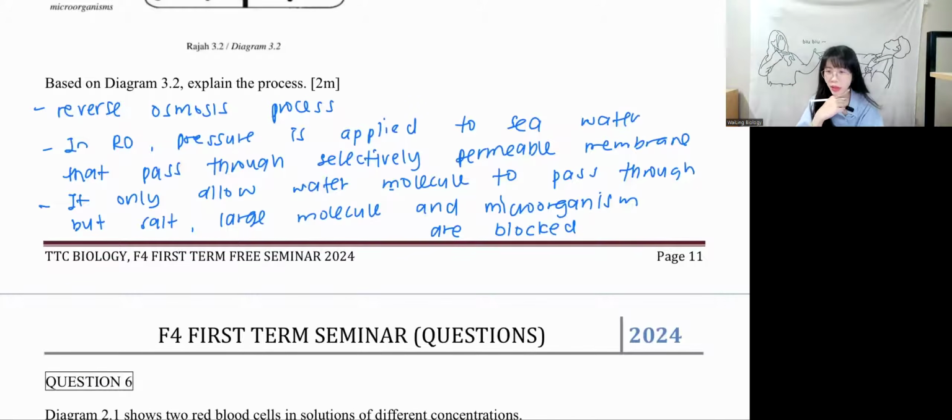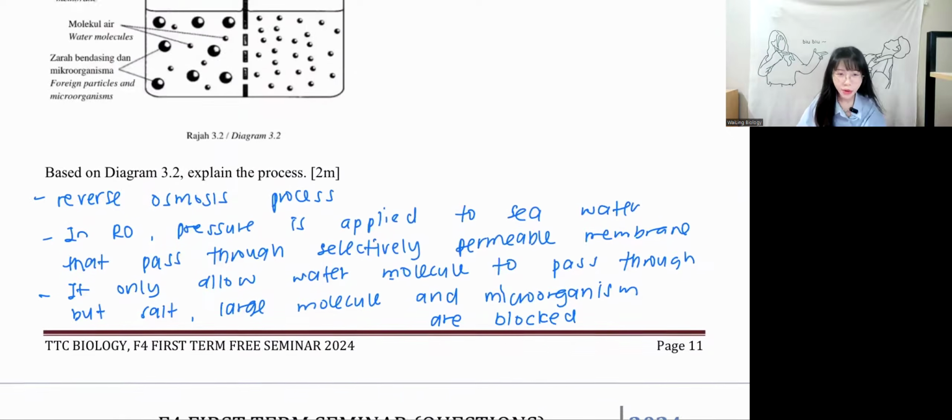Should I write substances? Molecule is the same. You don't have to write atom, but you can write ion, you can write molecule, you can write substances. We don't write atom in biology, but in biology, they are the same thing. Okay, now, done with this?